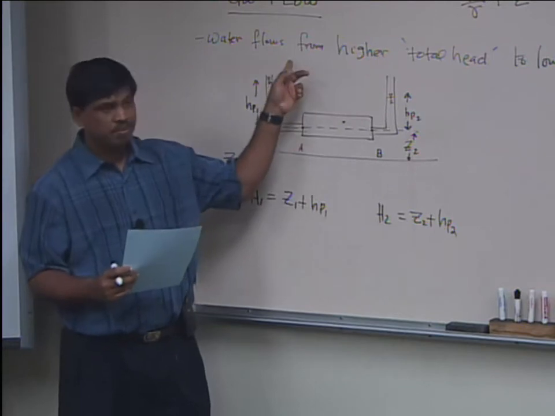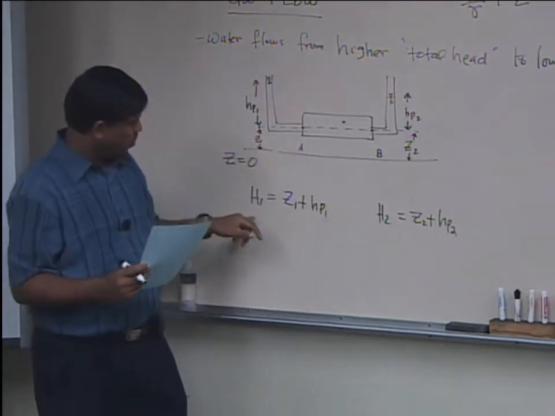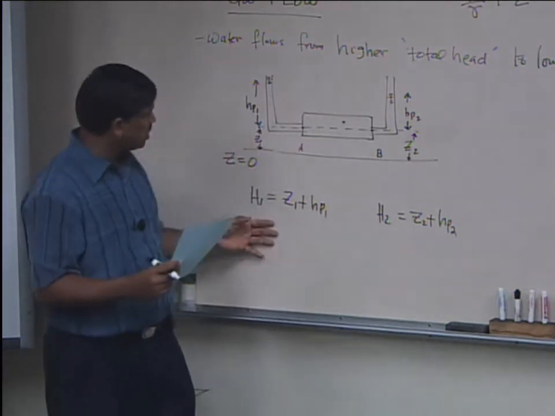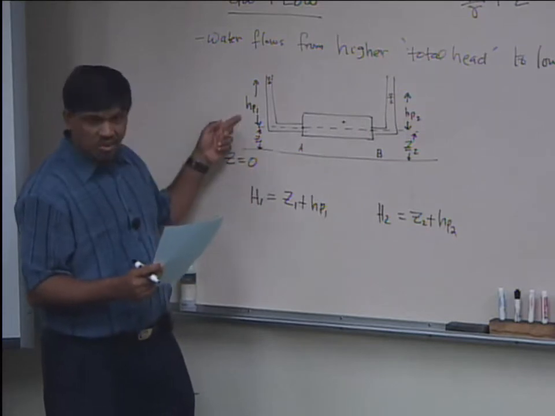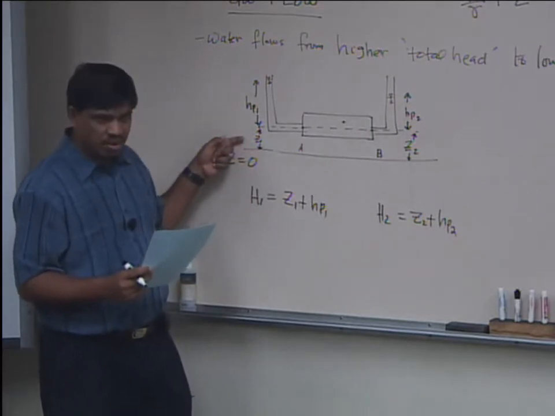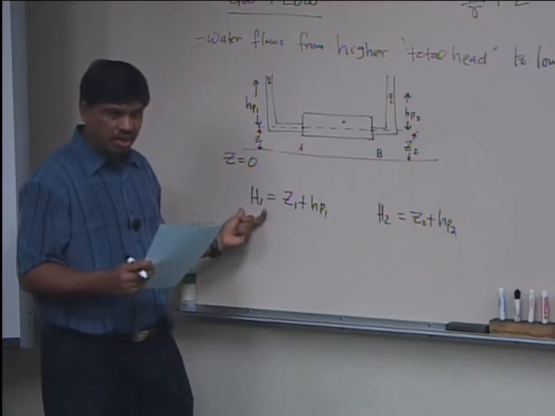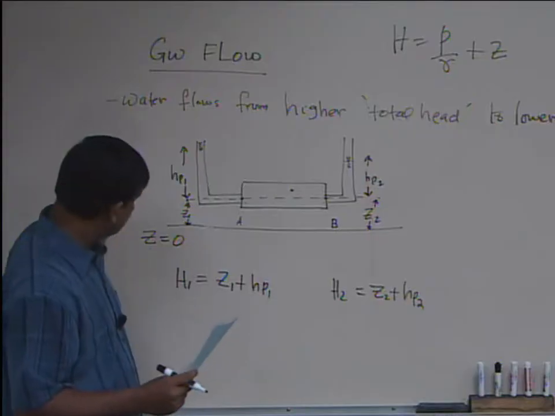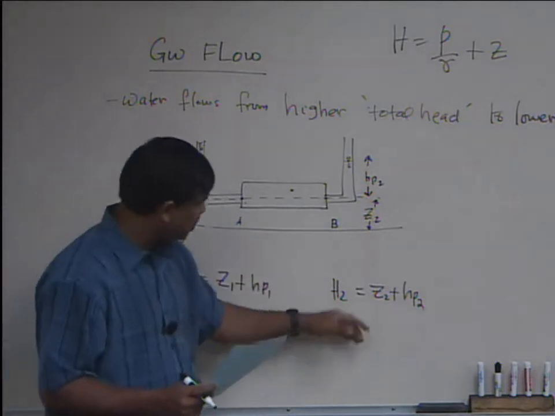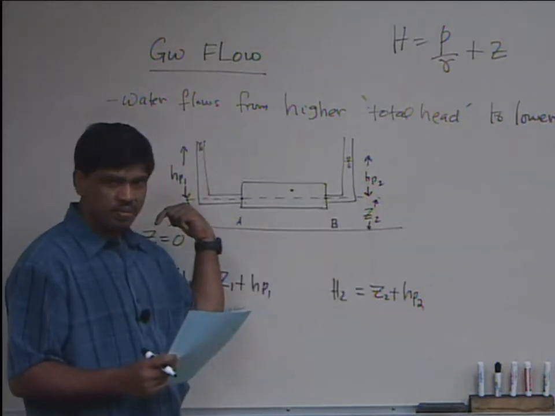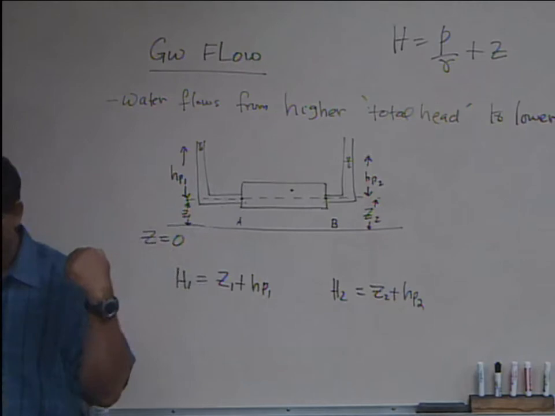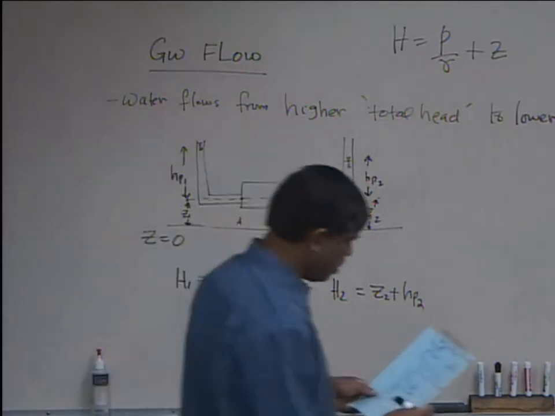Water will move from bigger H to smaller H. If H1 is higher, it's nothing to do with HP1, it's nothing to do with Z1, the components have no meaning. I've got to eventually look at H1, right? And if H1 is higher, it's going to move this way. If H2 is higher, it's going to move this way. Okay? And that's a very important concept. So let me expand that.